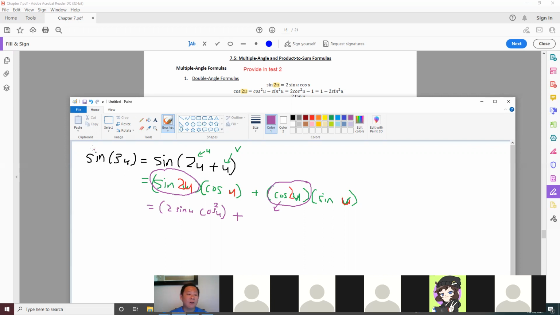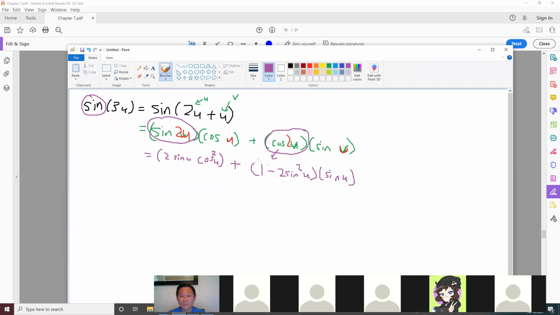Because everything here is in terms of sine, I will use the last one. The reason I use the last one is that it's all in terms of sine. When we want sine, we want everything in sine. When we want cosine, we want everything in terms of cosine. So in this case, we will use 1 minus 2 sine squared u, plus sine. Make sure you write this down because it's going to be in test 2.